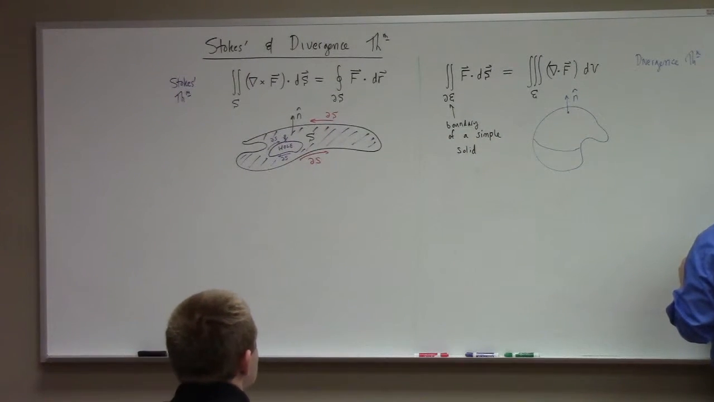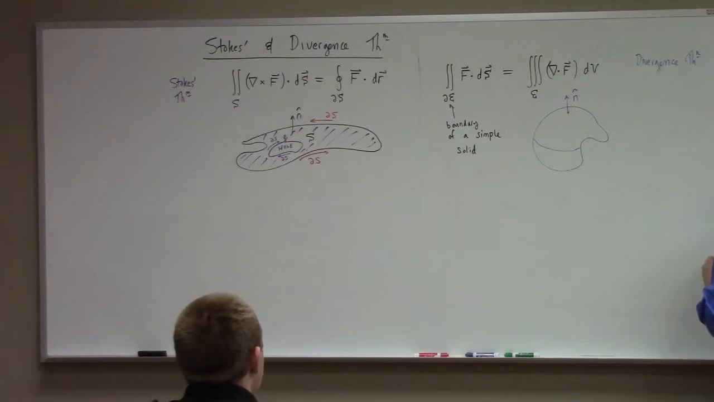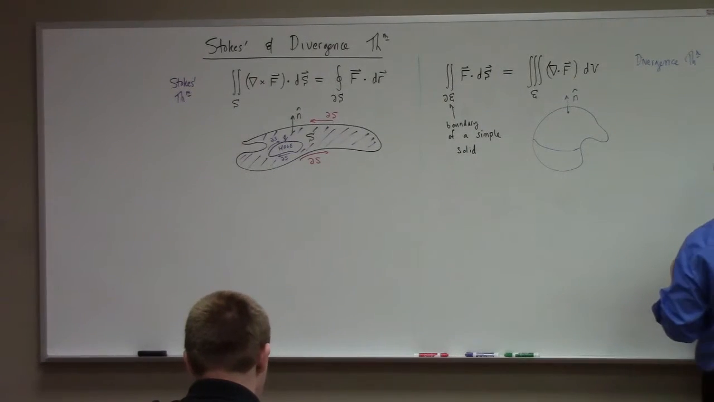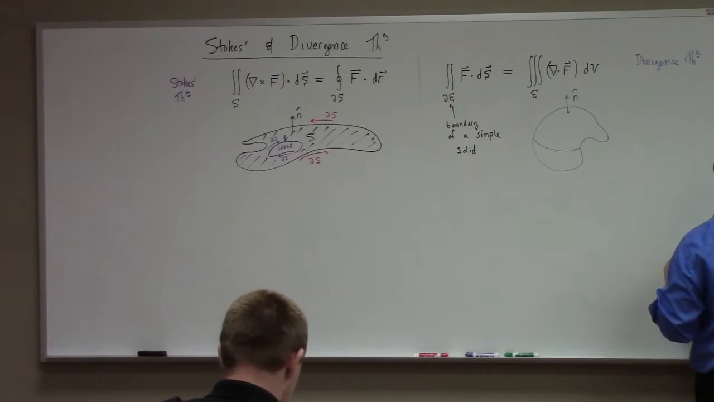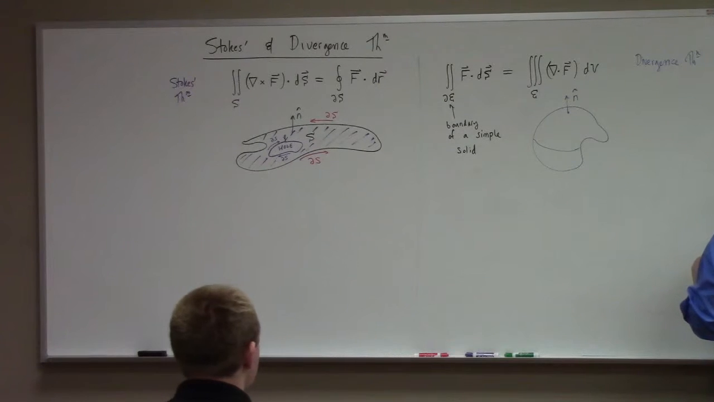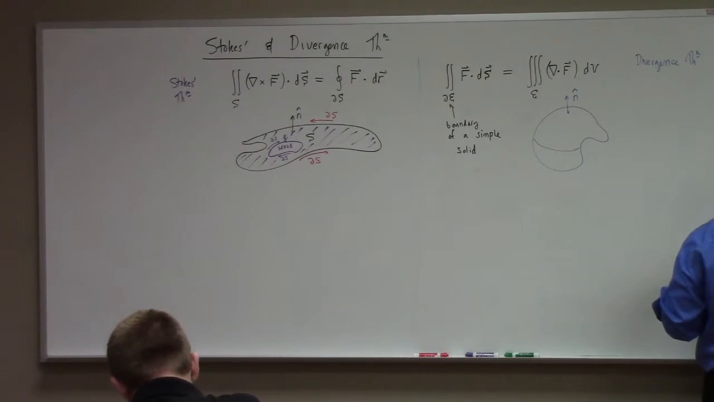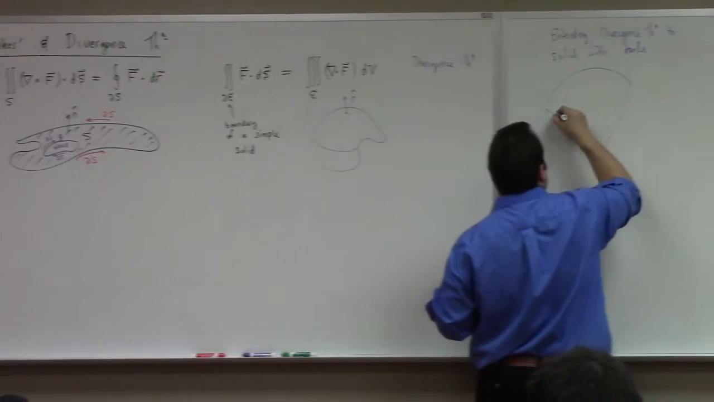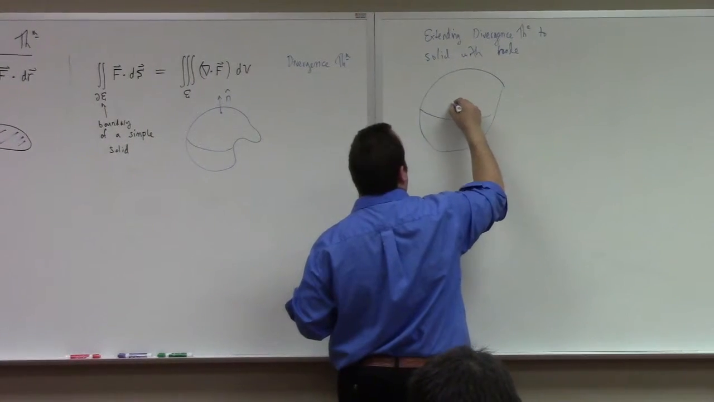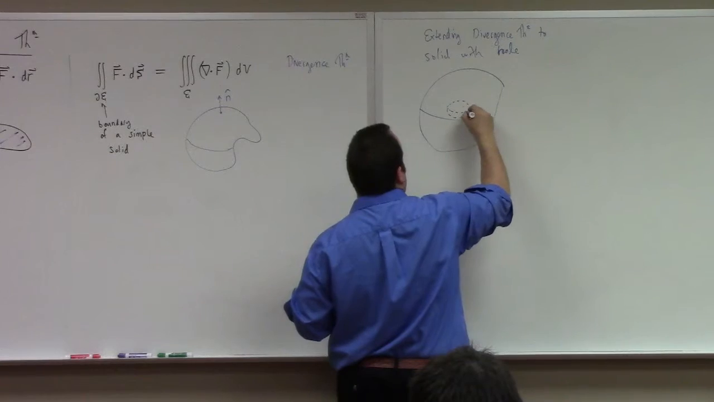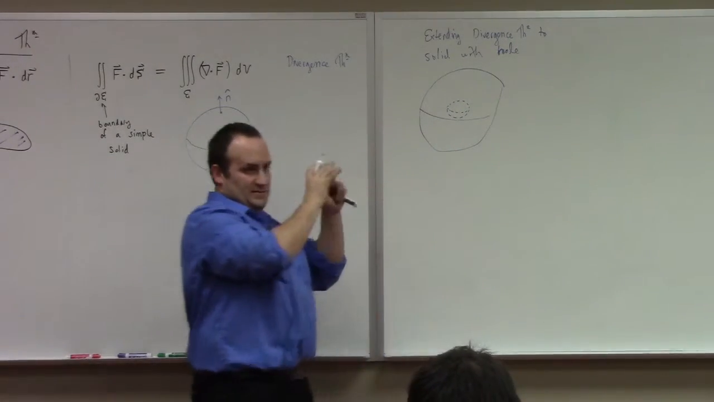So let's talk about that. Extending the divergence theorem to solids with holes. I'll start out with a single hole. So here's a picture. I'll draw a sphere, and then you can imagine that there's some kind of inner void.